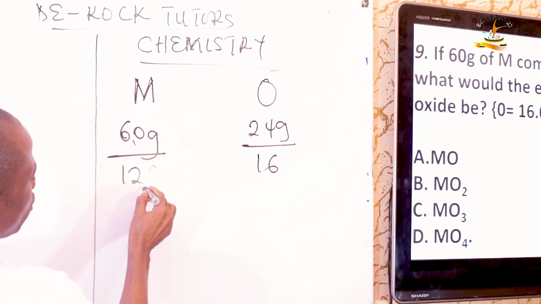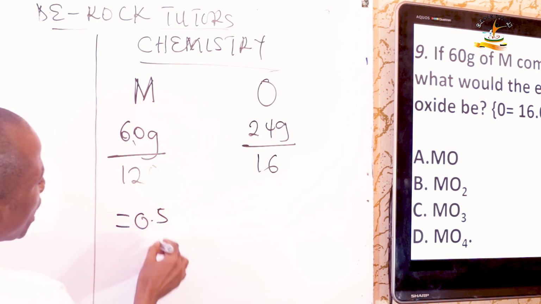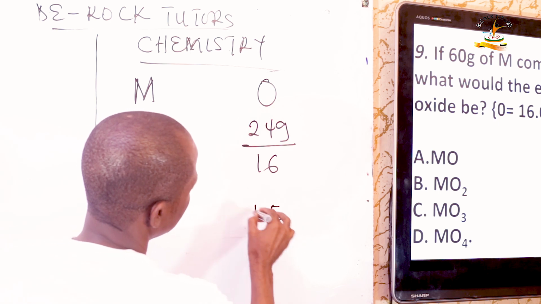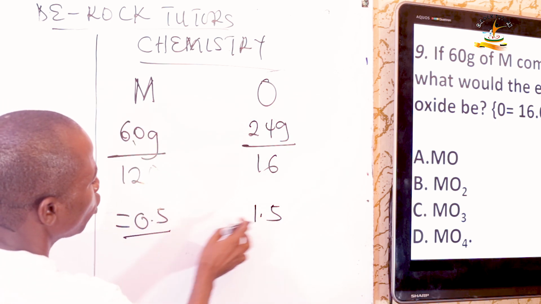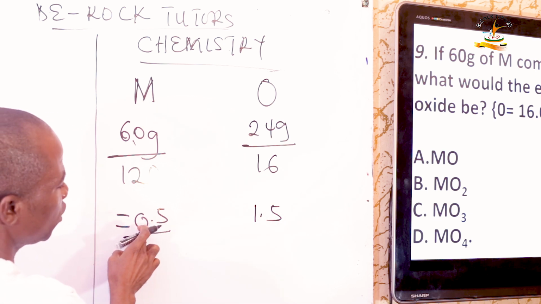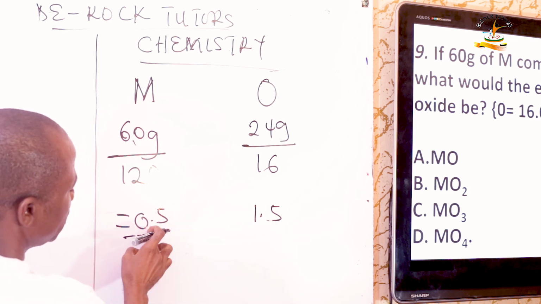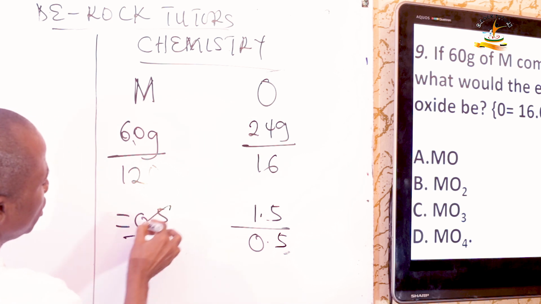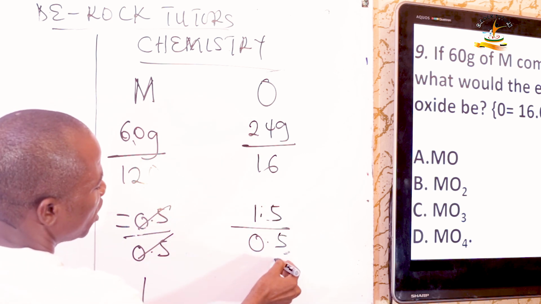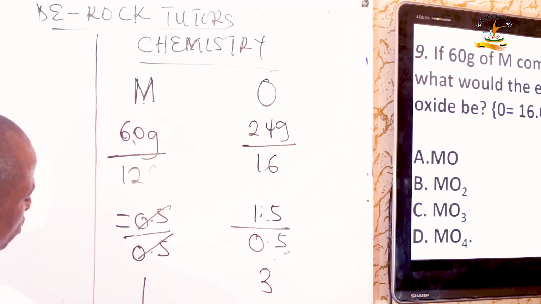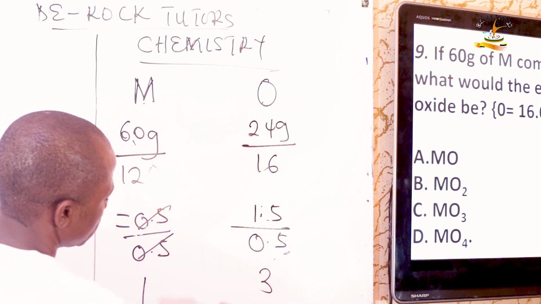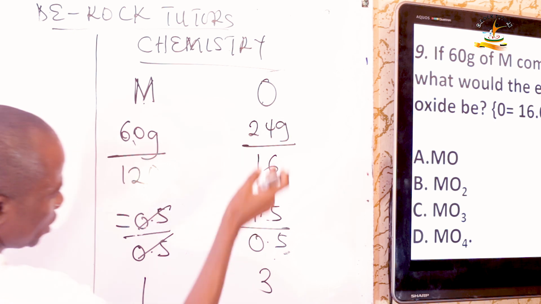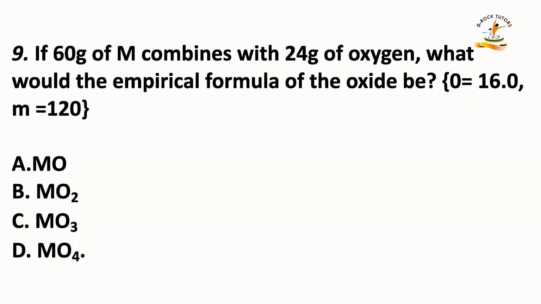If you divide 60 by 120, we are going to get 0.5. And if you divide 24 by 16, that gives us 1.5. What do we do next? We are going to divide both of them by the smaller of the two. 0.5 is obviously smaller than 1.5, so we divide both of them by 0.5. This gives us 1, and 1.5 divided by 0.5 gives us 3. Which means that M has one mole, and oxygen is 3. So the empirical formula will be MO3. If you take a look at the options, that is option C. So option C is the correct answer.